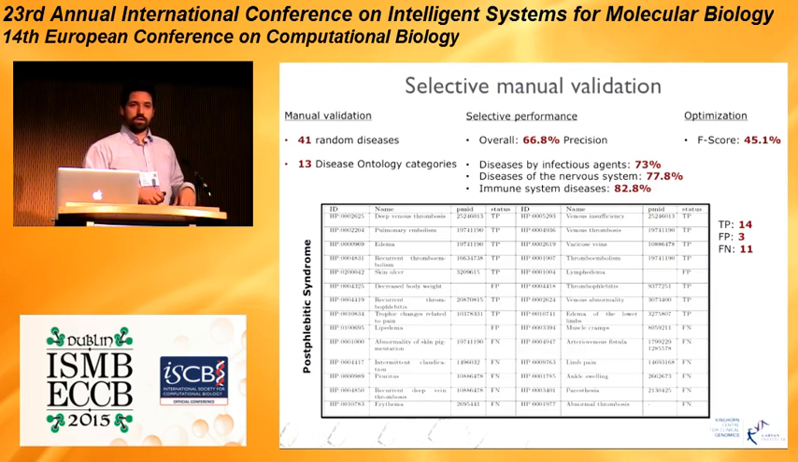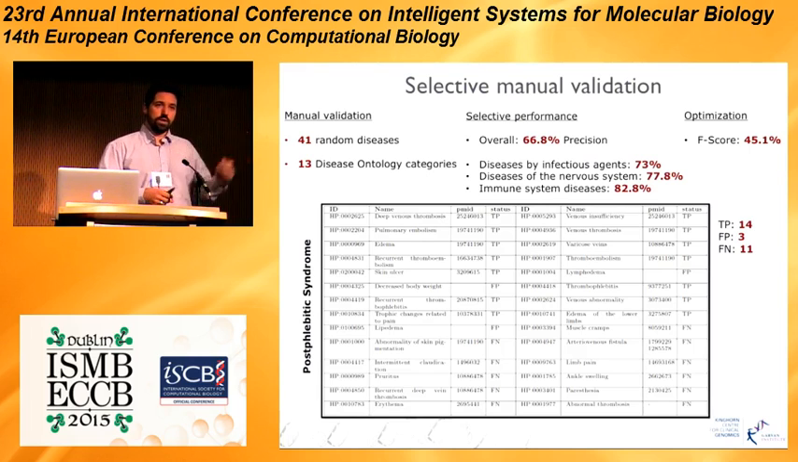So far, everything was automatic. Then we tried to understand to what extent the current results are valid. So we performed a selective manual validation where we picked 41 random diseases from 13 disease ontology categories. I'll go to disease ontology in a second. We had a team of curators who went through them to see which annotations we found are correct and which are incorrect, but also to understand what we have missed. So not just saying this is correct, this is incorrect, but also adding annotations that we've missed, in order for us to compute a proper F-score.